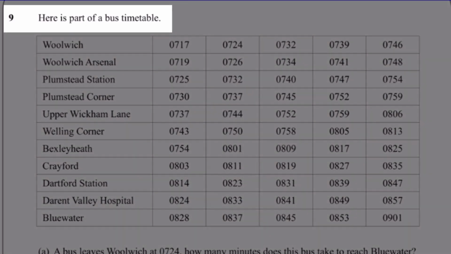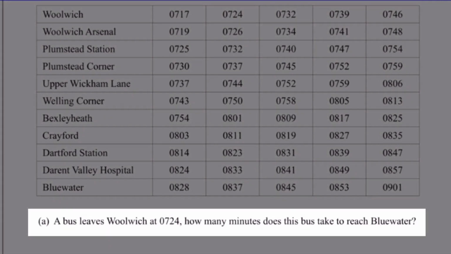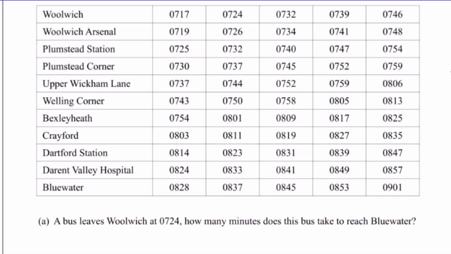Question 9. Read the question. Here's part of a bus timetable. Part A. A bus leaves Woolwich at 7:24. How many minutes does this bus take to reach Bluewater? So it leaves at 7:24 and it arrives in Bluewater at 8:37.